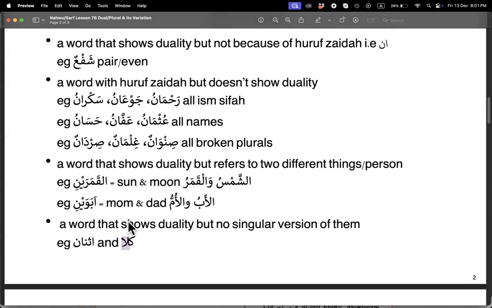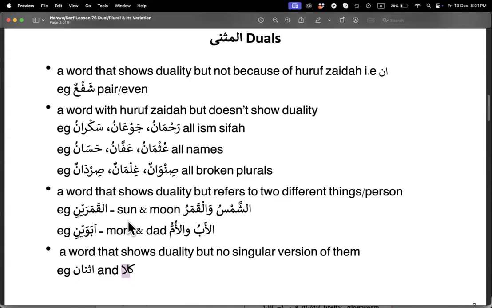Same thing for that. That's why we said mulhaq musanna, because there's no singular of this word. We do have "kul", but "kul" means every, everything. It's not like that; from "kul" you get "kilaa". So these words basically we say they are mulhaq musanna.